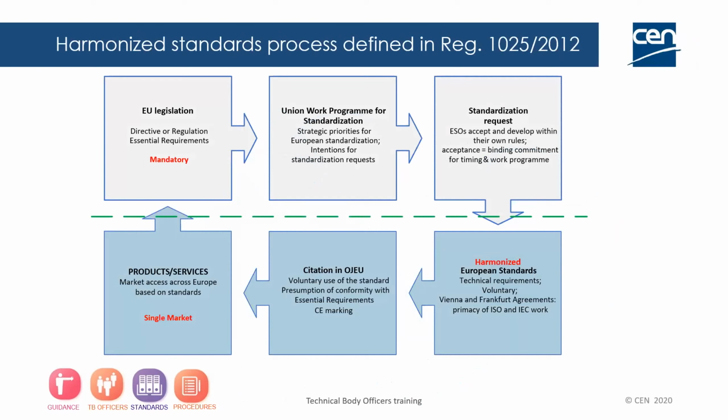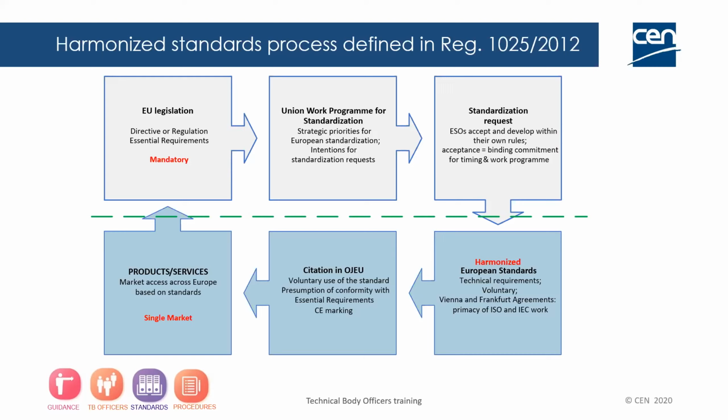How it goes in practice is, of course, there is on the top left EU legislation, a directive or a regulation with some essential requirements. And more or less in parallel or in sequential order, as the Commission knows that they need to get standards, they will come to the European Standardization Organizations in order to get a standardization request. This is usually announced well in advance, at least one year in advance, in what we call the Union Work Programme for Standardization. It's a kind of menu of the Commission, a plan of what they will be interested to offer to us for work.